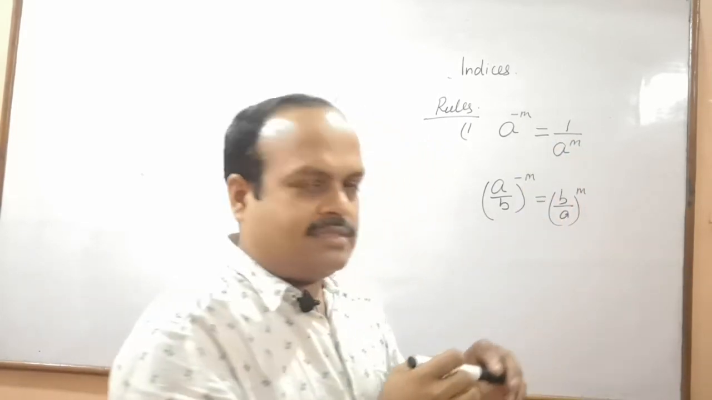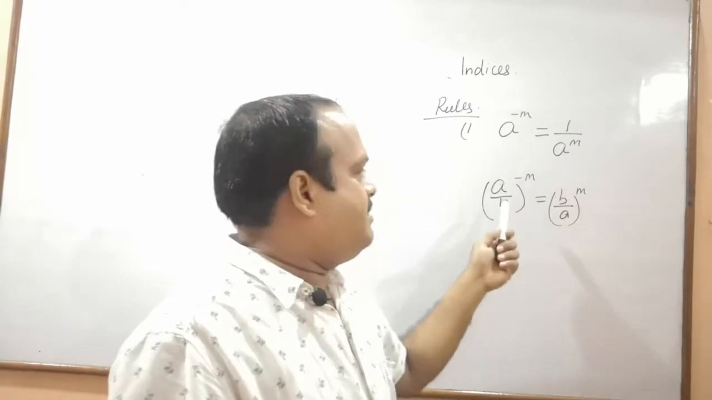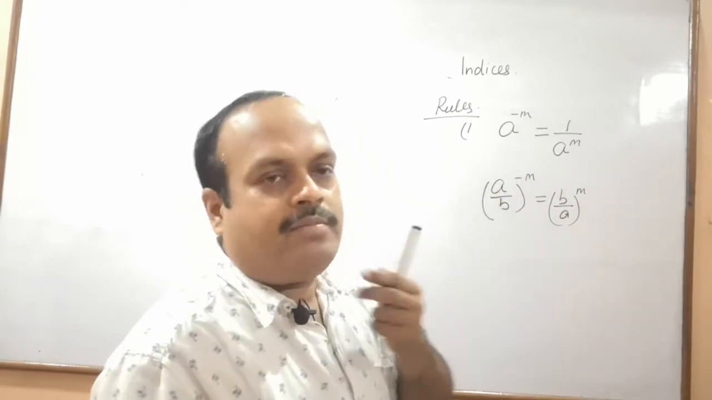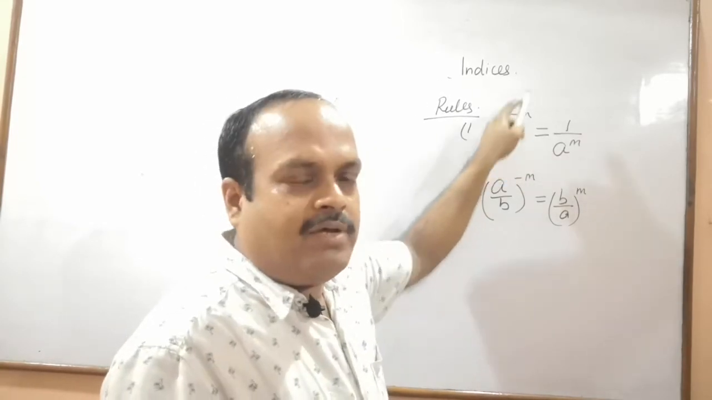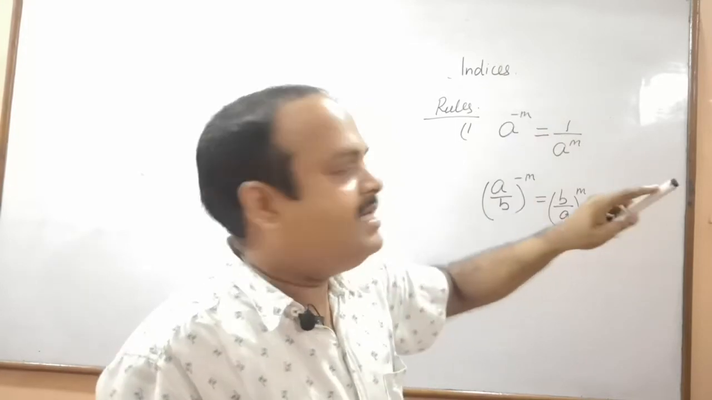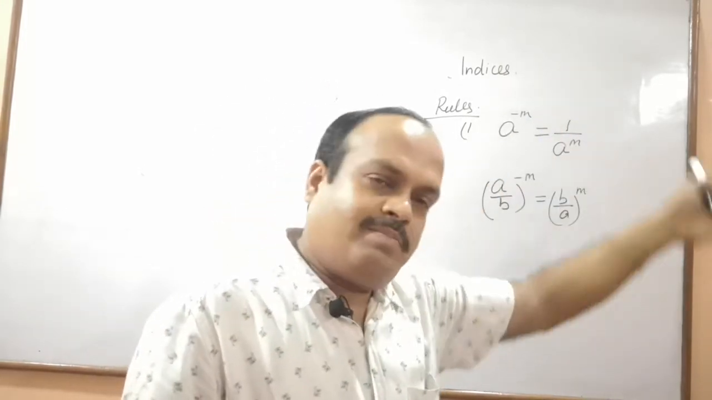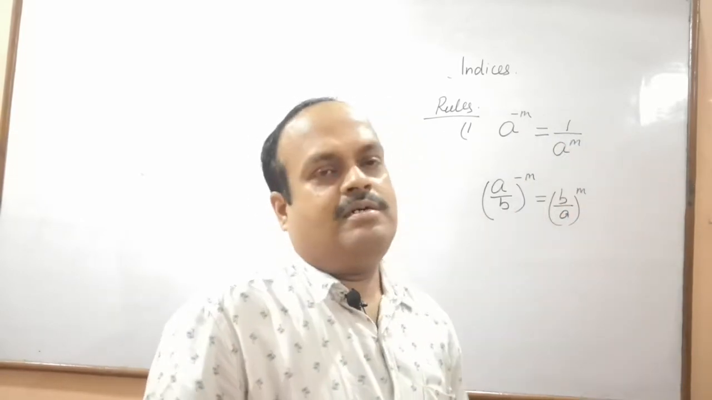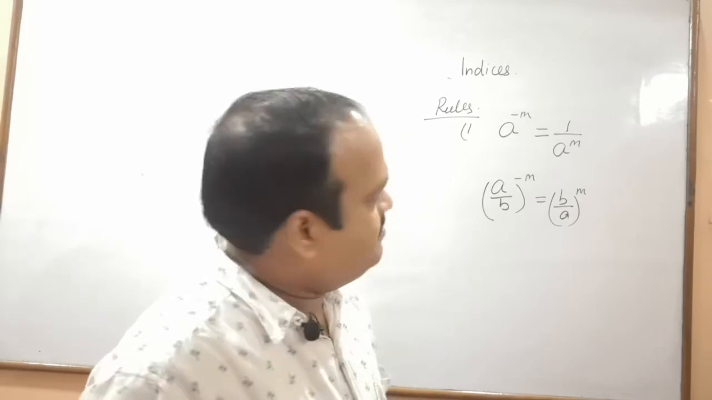Here you could have asked, sir, you said that a by b will be b by a, then power m. Similarly here it will be 1 by a whole power m. Yes, it should be 1 by a whole power m, but ultimately after simplifying we get the result 1 upon a to the power m. Another example.